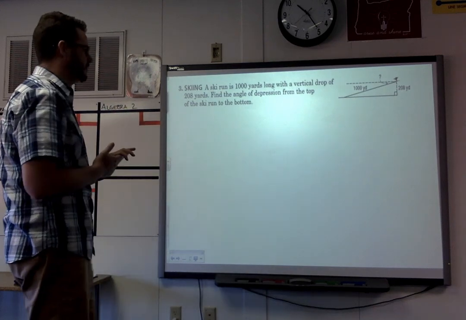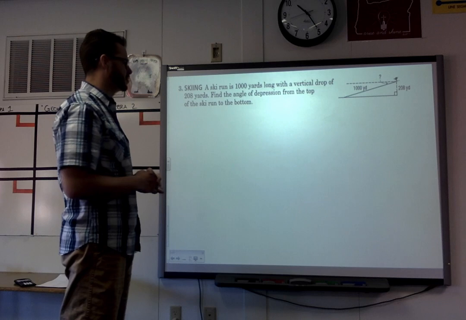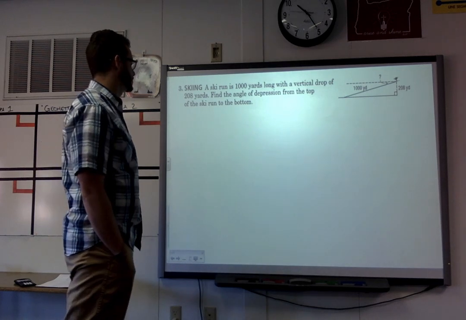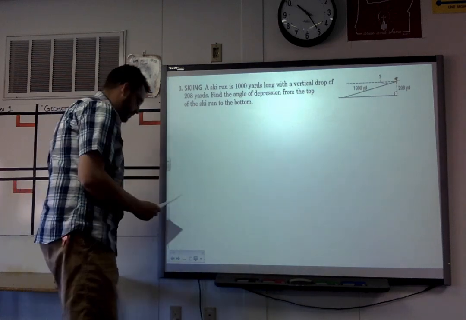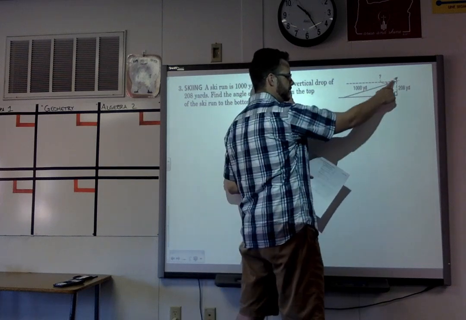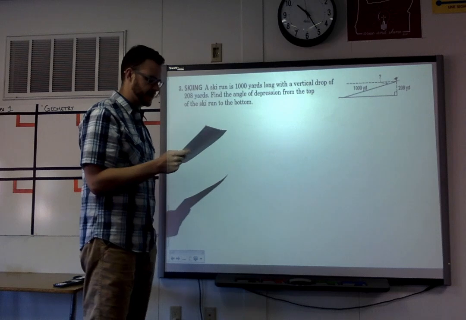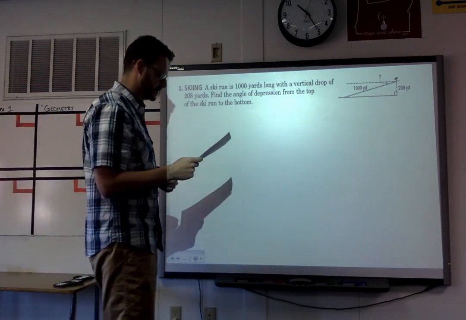So this one, a ski run is 1,000 yards long with a vertical drop of 208 yards. Find the angle of depression from the top of the ski run to the bottom. For this one, again, we're given two of the sides, and we need to find that angle of depression. There's actually two different ways that we can go about solving this one.